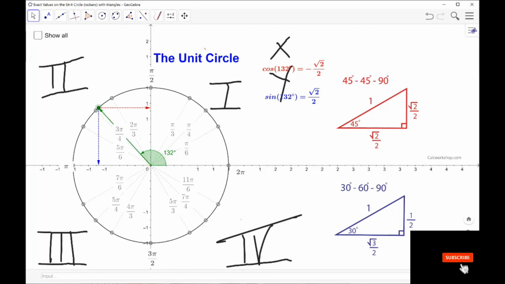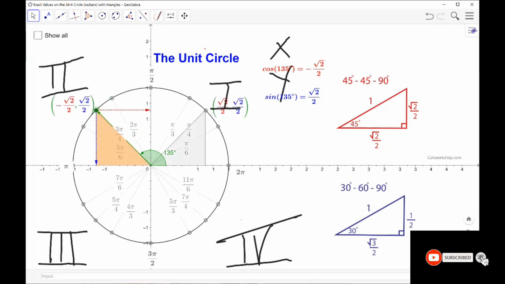Making our way to 135. Again, the x coordinate's negative, the y coordinate's positive. So the cosine of 135 will be negative root 2 over 2, and the sine of 135 will be positive root 2 over 2.